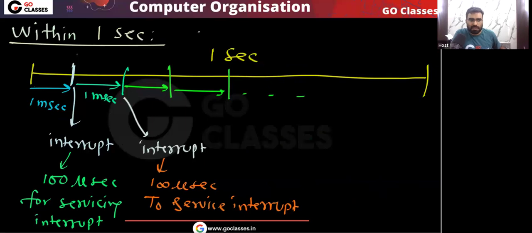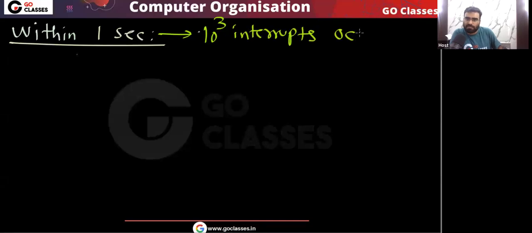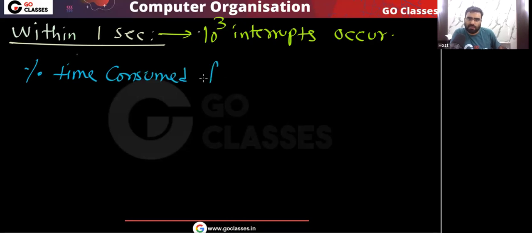So tell me, how much percentage of time is consumed for interrupt? Within 1 second, 1000 interrupts, 10 to the power 3 interrupts occur. So tell me, what is the percentage of time consumed for interrupt servicing in 1 second?